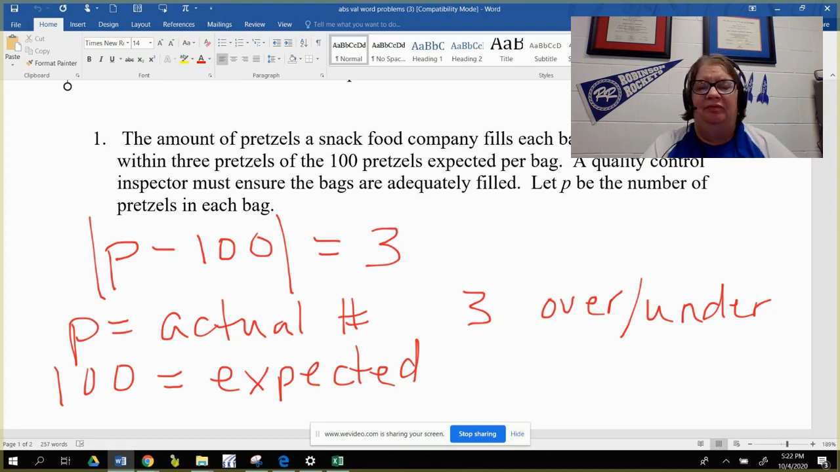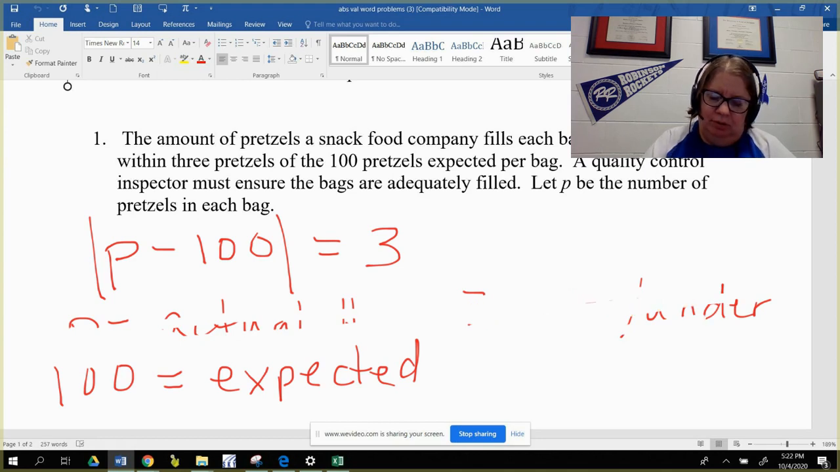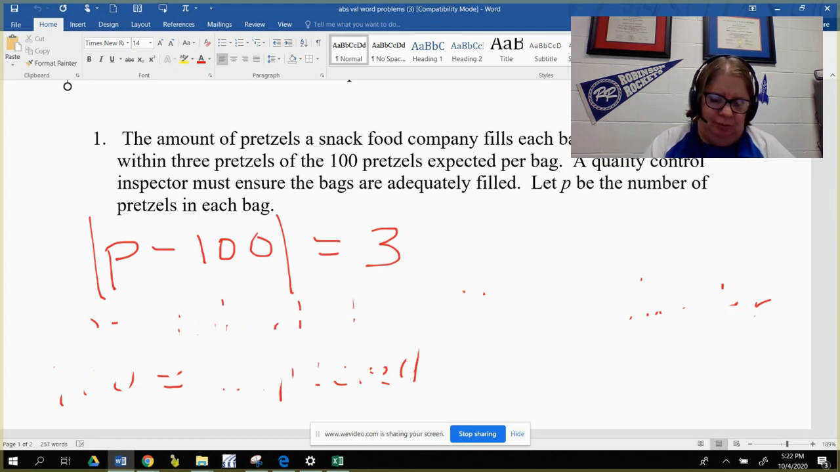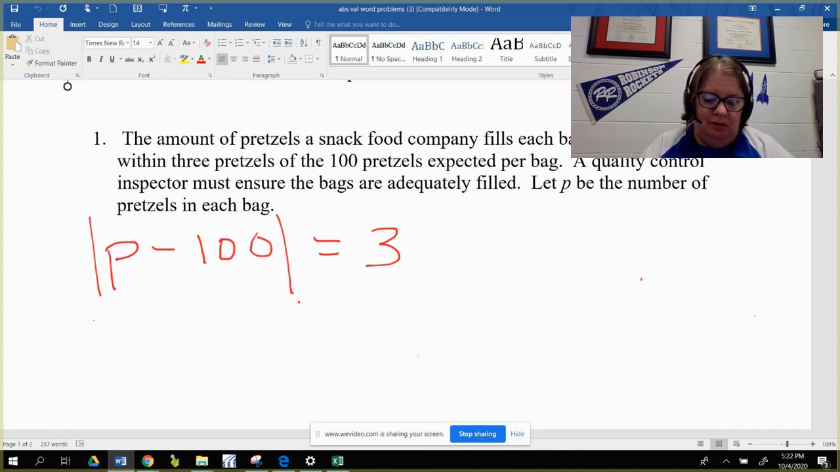Now, how would we solve that? So I'm going to erase this part so we have room to solve it. Here's my equation. The absolute value of the difference between the actual number and the expected number is 3. Okay, there we go.